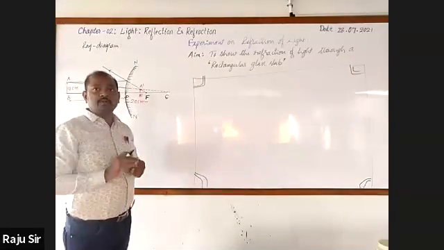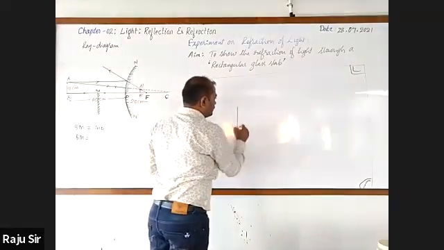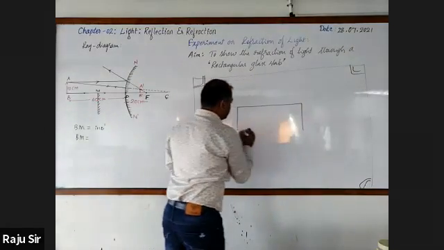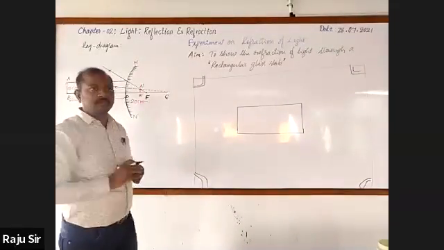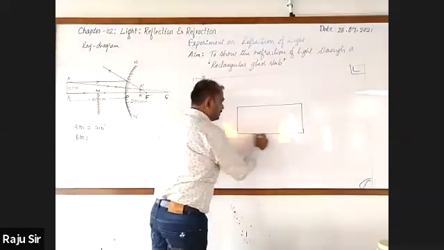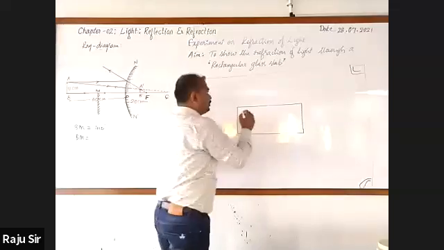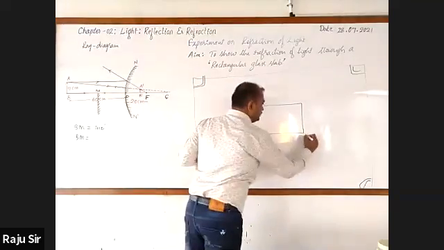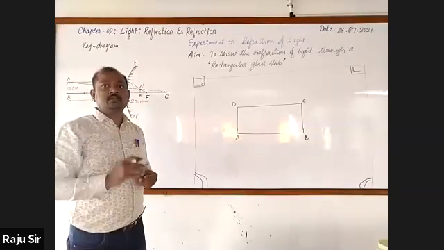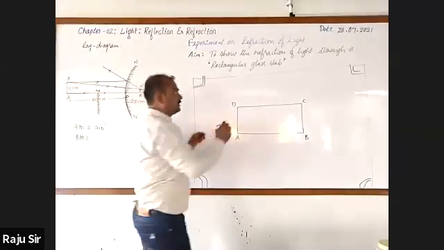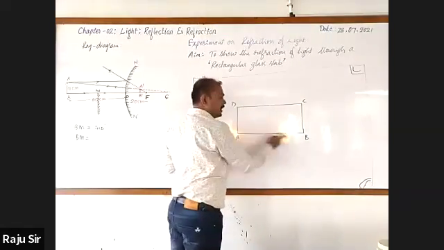Next, you take a rectangular glass slab and place it at the middle of the drawing sheet. Got it? Then take a pencil and mark along its boundary. After that, you name this as A, B, C, D. Next, take two head pins and fix them against the side, either CD or AB.